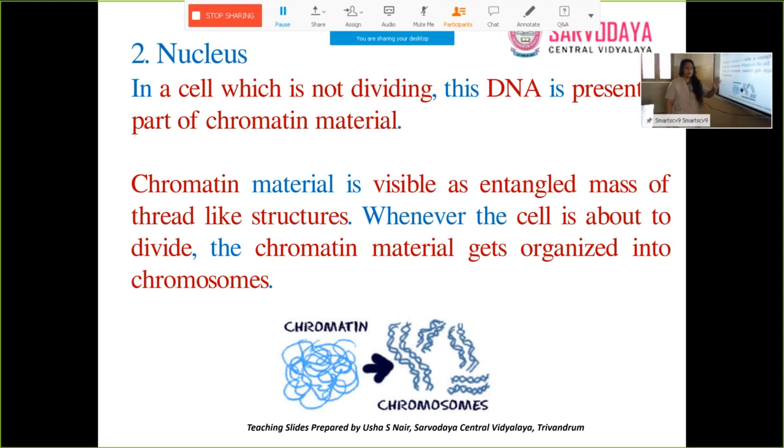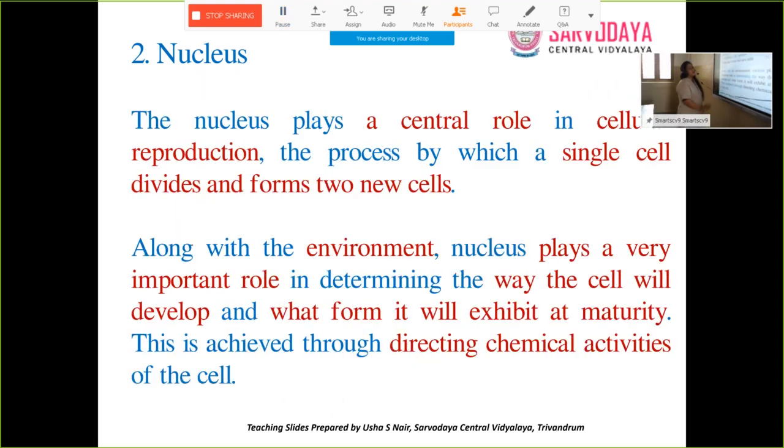Read this and understand, because the nucleus has a lot of features. I've told you, it's still the nucleus. The nucleus plays an important, central role in cell reproduction. That means the process in which a single cell divides and forms two new cells. I hope you have understood this.